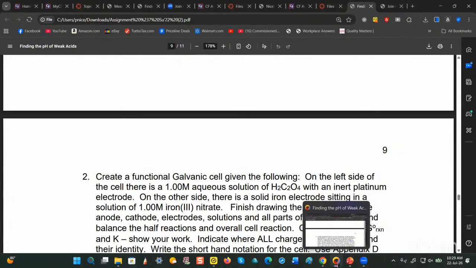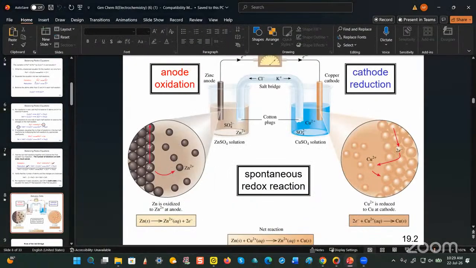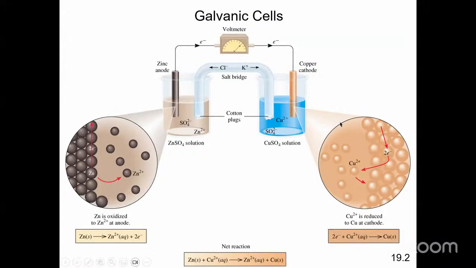Now, let me get back to the PowerPoint. So now we're going to look at an example of an electrochemical reaction. And if you remember, I said that there are 2 types of electrochemical reactions. You have one type which basically uses a spontaneous reaction to produce electrical energy. And then the other type is where you use electrical energy to drive a non-spontaneous reaction.